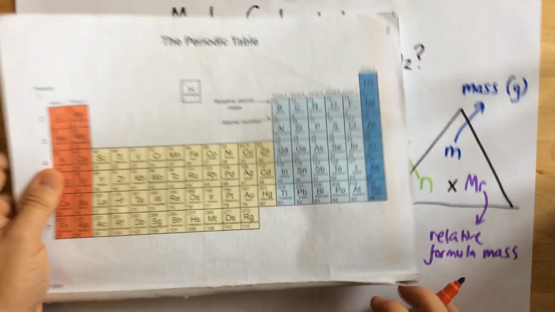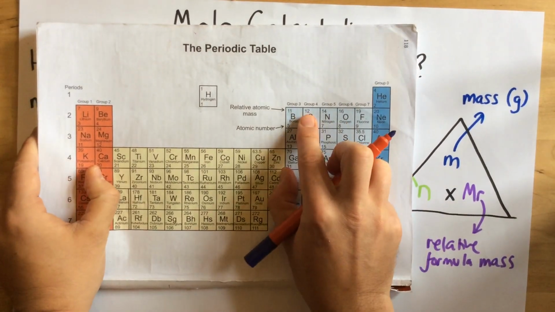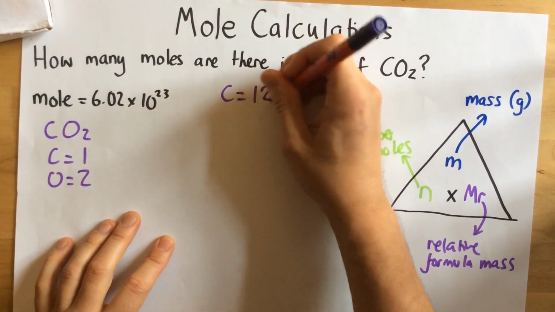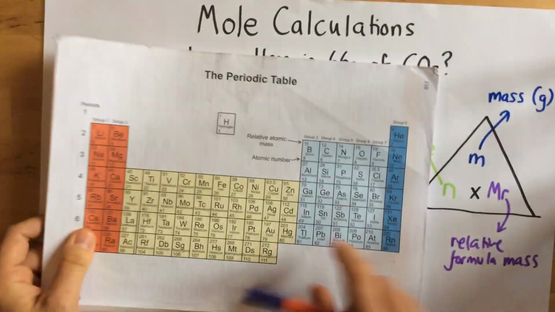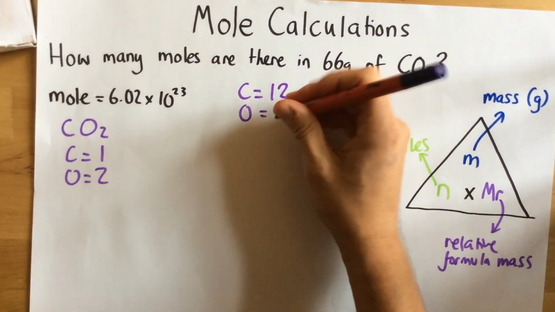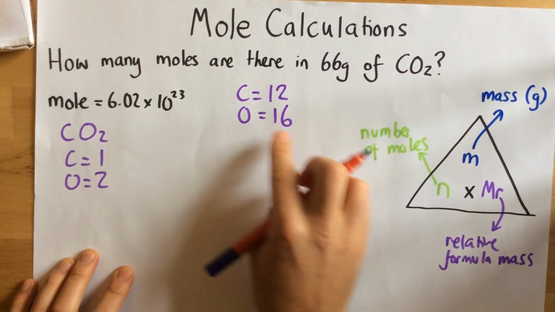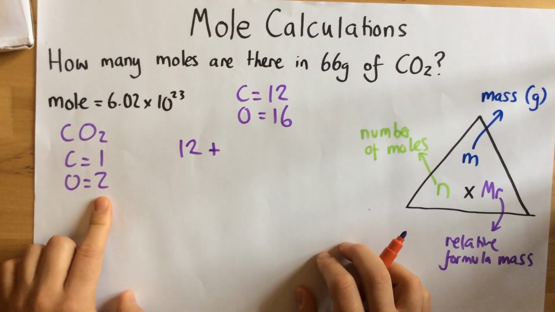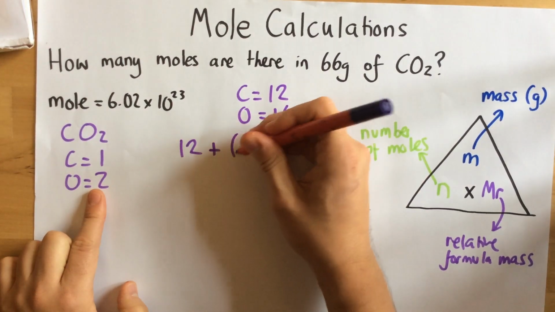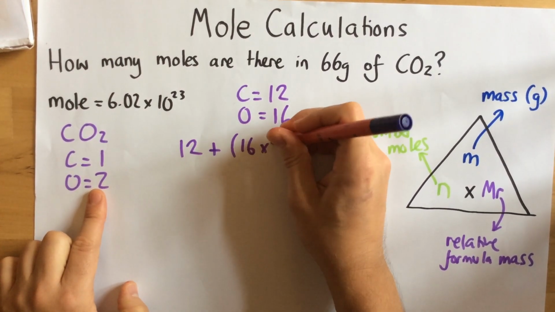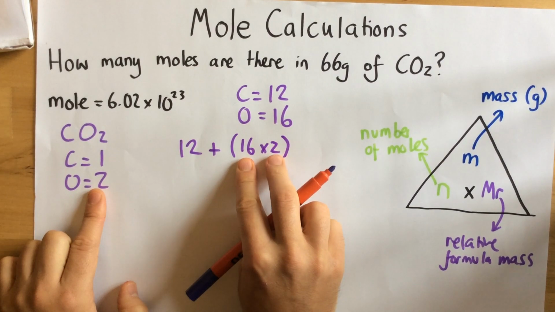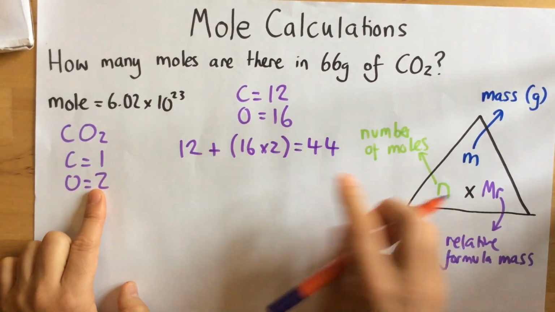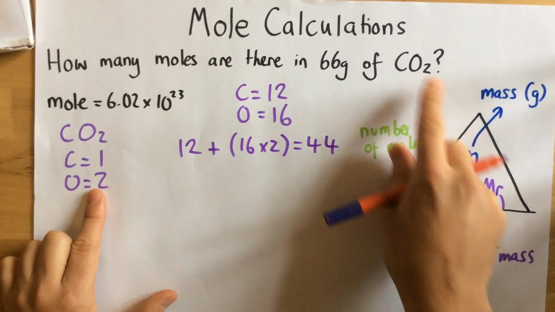Here's where my periodic table comes in handy. I can see that carbon has a mass of 12, and oxygen has a mass of 16. So what I need to do is 12 plus, because I've got two oxygen atoms, 16 times 2. Now 16 times 2 is 32, plus 12 is 44. So I've now found the relative formula mass of CO2.